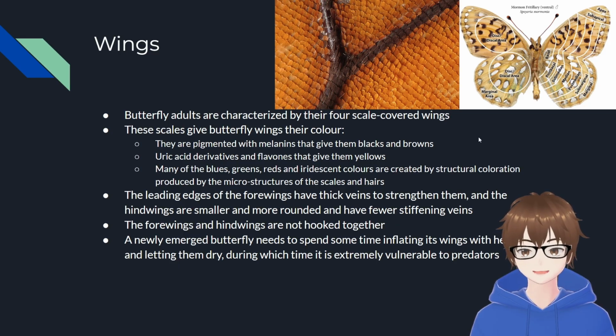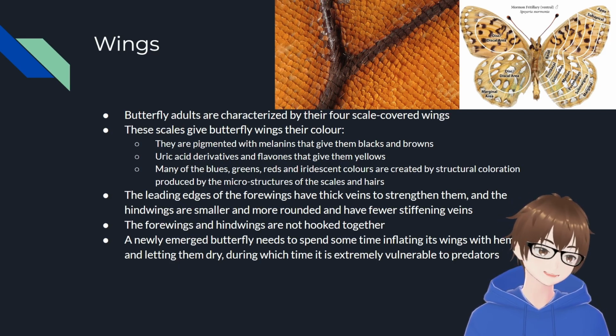They are pigmented with melanins that give them black and browns, uric acid derivatives, and flavones that give them yellows. And then many of the blues, greens, reds, and iridescent colors are created by structural colorations produced by the microstructures of scales and hairs. So that's kind of how the colors are made.